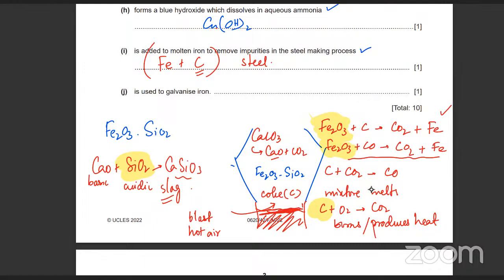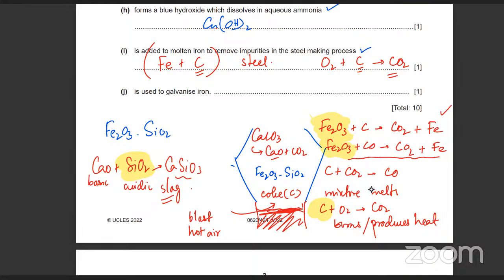So the question was, which element is added to remove the impurity? You add oxygen, you bubble oxygen through it. The oxygen reacts with the carbon and turns it into carbon dioxide, which escapes. So your solid carbon escapes as a gas. So the answer is going to be oxygen. Is this clear, this part? Yes.